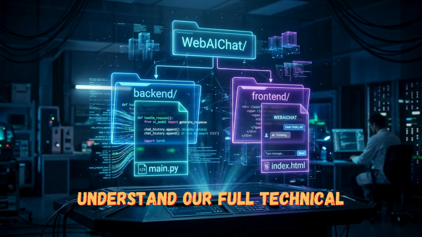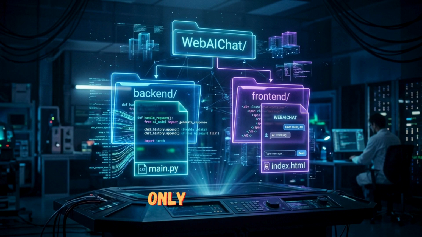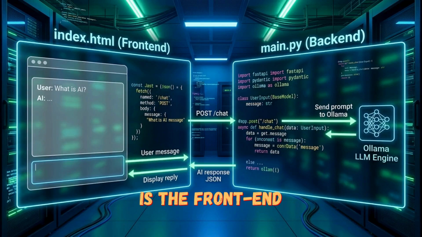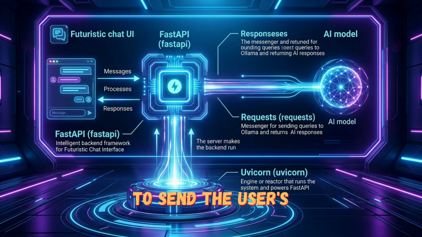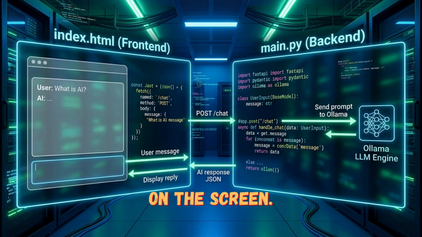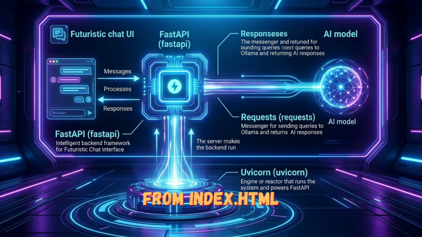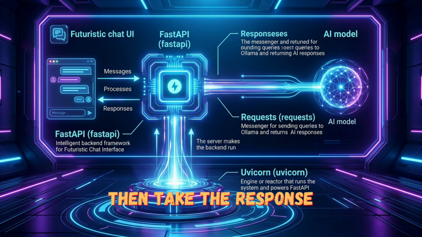Let's understand our full technical workflow before we proceed. We will create only two files. One index.html and second main.py. Index.html is the front end of the app. It shows the chat interface and uses JavaScript to send the user's message to the FastAPI backend, then waits for the AI's reply and displays the reply back on the screen. Main.py is the backend of the app. It receives the message from index.html, then forwards that message to the Ollama AI model, and then takes the response from the model and sends it back to the browser.